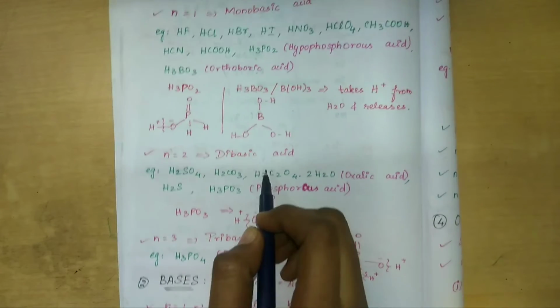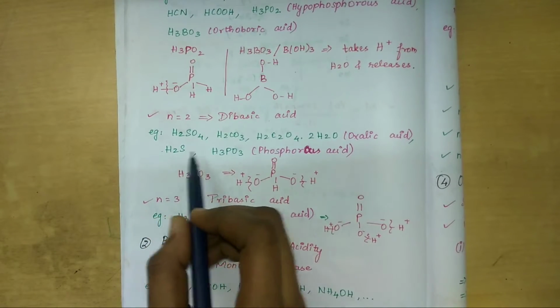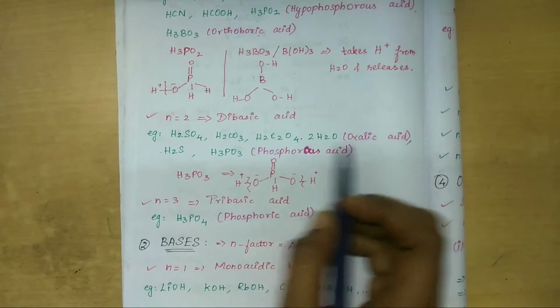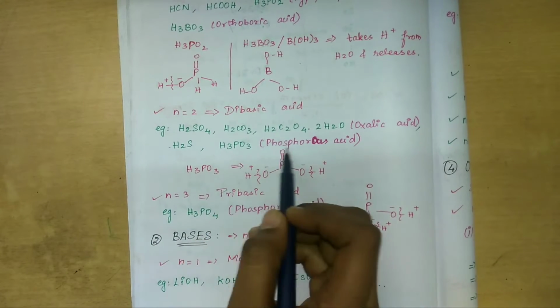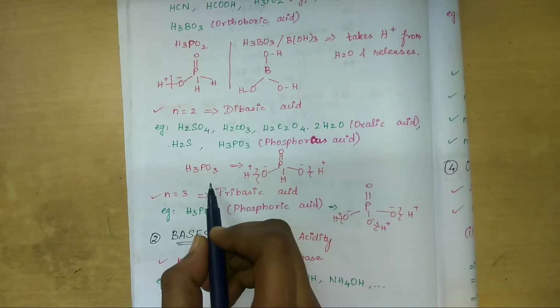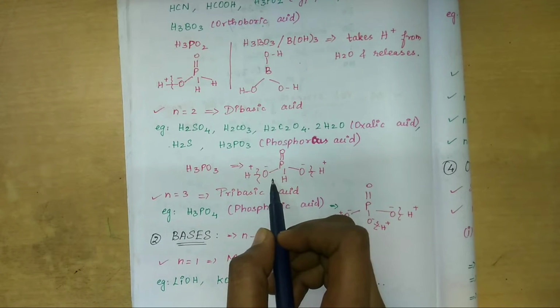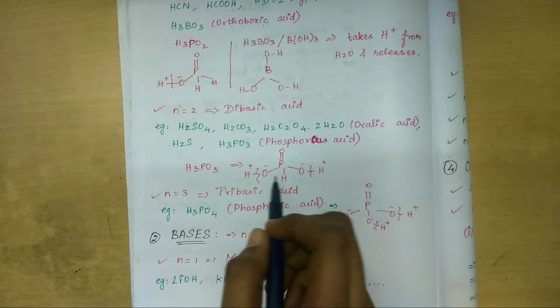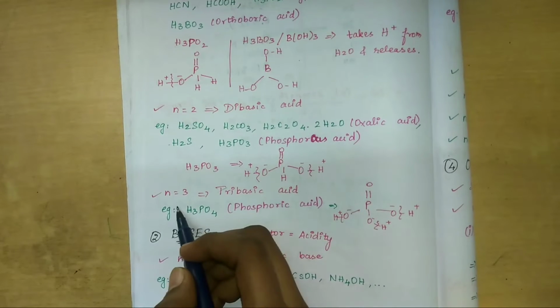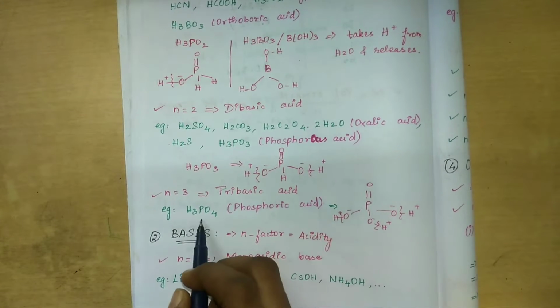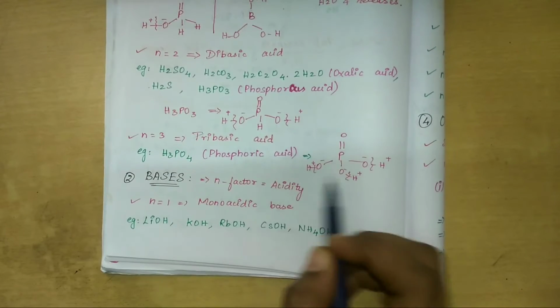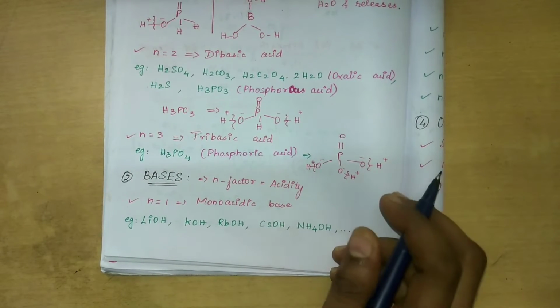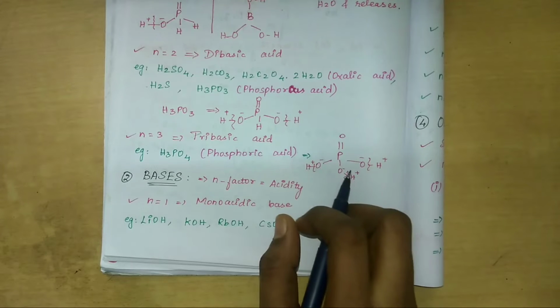Next, dibasic acids: sulfuric acid, carbonic acid, oxalic acid, H2S, and phosphorus acid. This is the structure for phosphorus acid, in which two hydrogen ions are liberated. Then tribasic acid, H3PO4, which is phosphoric acid, in which three hydrogen ions can be liberated from a molecule.